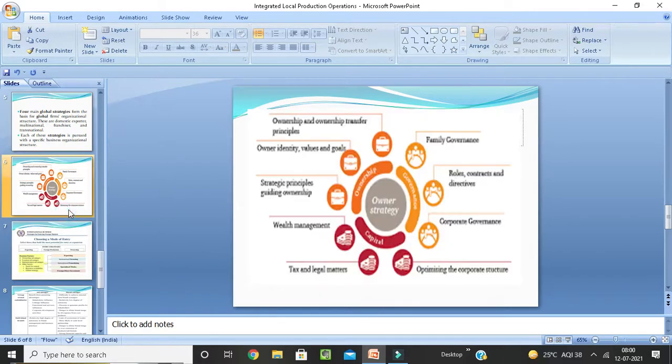The structure is there, which we have to follow. These are the ownership strategies: how the family governance will be, what the roles and directives will be, what the corporate governance will be, and optimizing the corporate structure. Then ownership and owner partnership principles, owner identity, values, and goals, strategic principles guiding ownership, wealth management, then taxes and legal matters. All these terms are going to be fulfilled with the help of global ownership strategies.